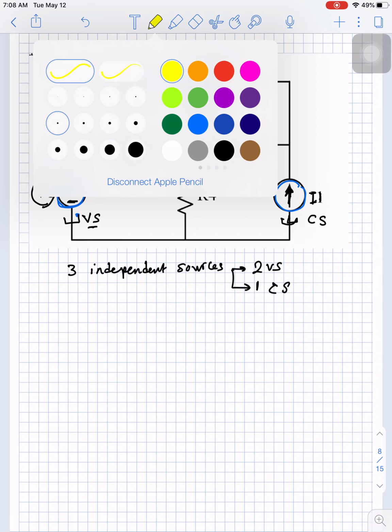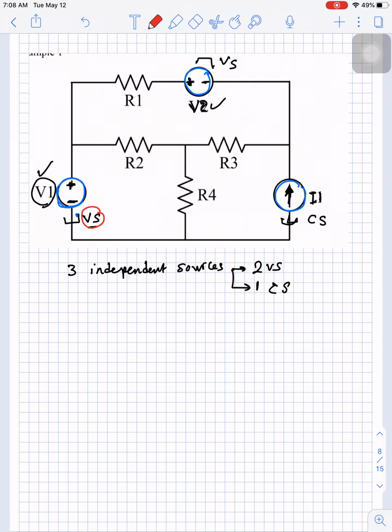So for this voltage source here, there is one unknown. What is the unknown is the current supplied from this source. We will assume the current is leaving the positive terminal, and this current is unknown. Here we have another voltage source. What is unknown for the voltage source is the current. We will assume the current is leaving the positive terminal, and this current is unknown.